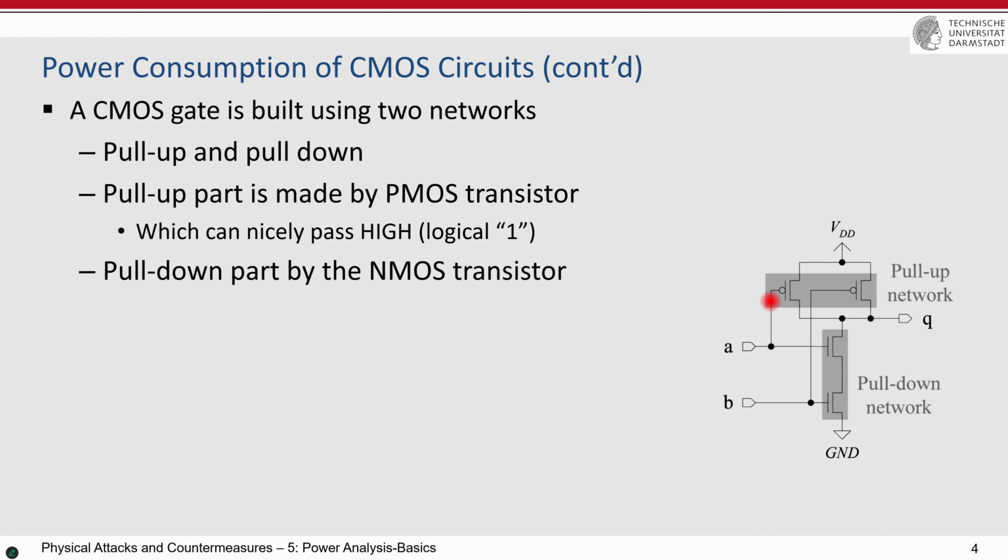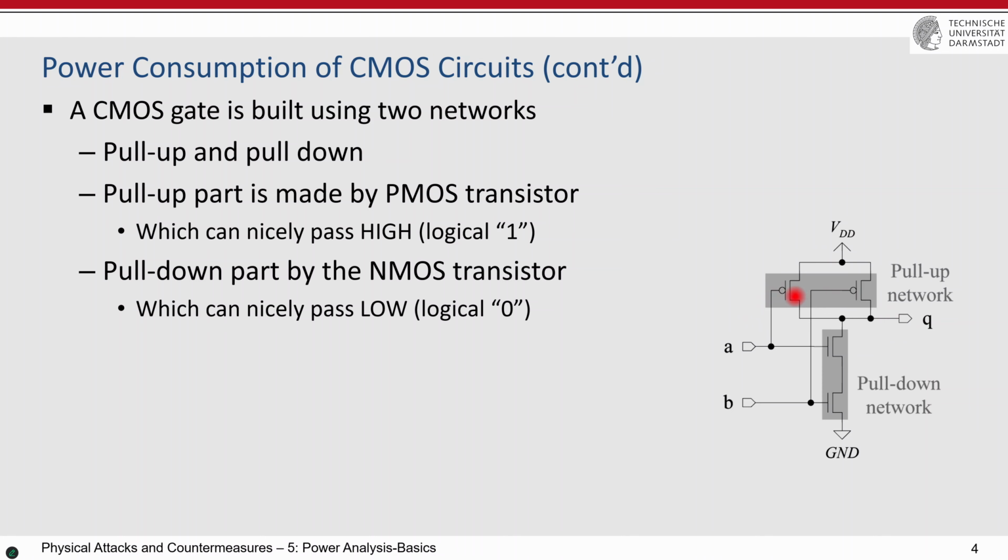This is the abstract representation. We don't want to get very deep into electronics. You can just say that PMOS transistors can nicely pass high voltage, and NMOS transistors can nicely pass low voltages. Then, if Q should be 0, it will be connected to the ground by the NMOS transistors, or it will be connected to VDD through the PMOS transistors.